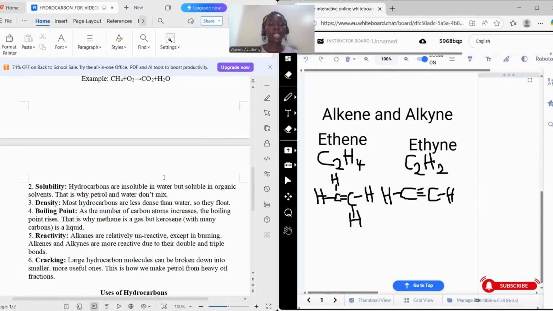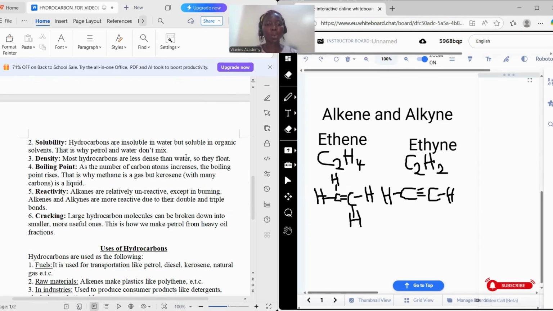Now, solubility. Hydrocarbons are insoluble in water but soluble in organic solvents. This is why petrol and water don't mix. The density: most hydrocarbons are less dense than water, so they float. They are less heavy than water, so they float.